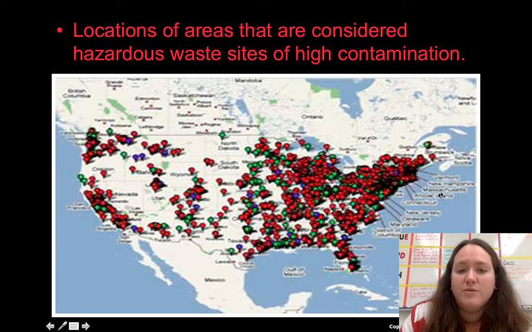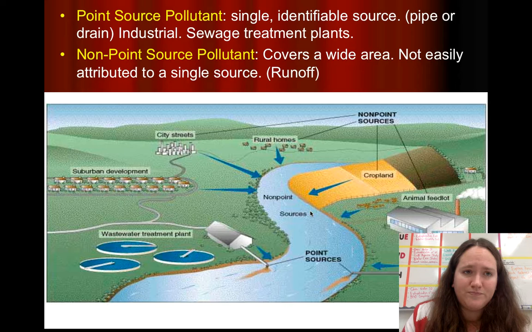You'll notice a lot of them are along the East Coast. A lot of that is because of coal dumping and different things like that, like our coal ash Duke spill that we talked about earlier. So it's kind of scary when you think about how many places are deemed hazardous waste. And imagine the ones that probably are not deemed but should be.